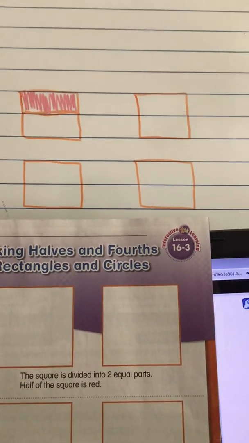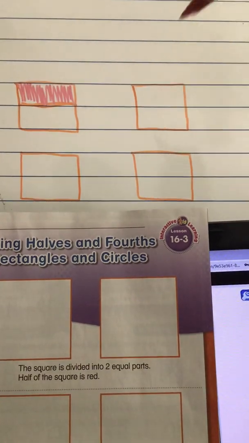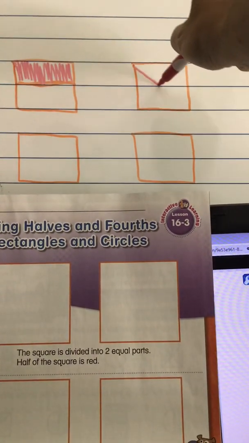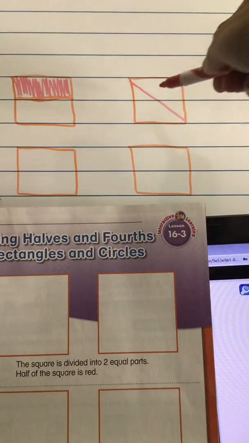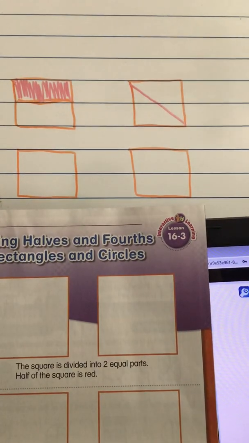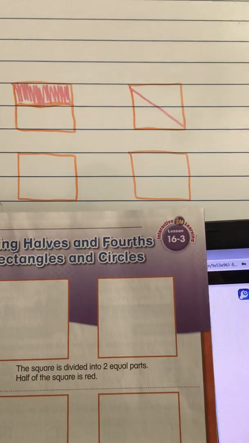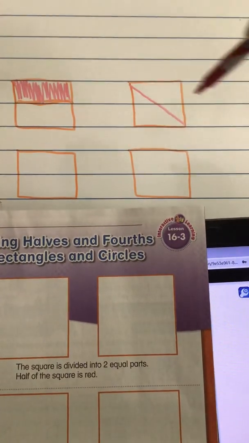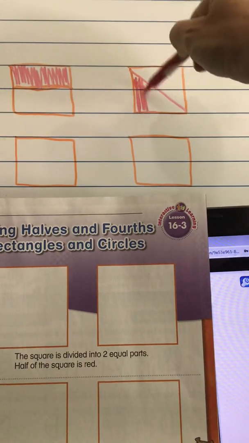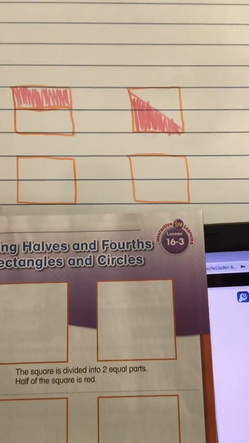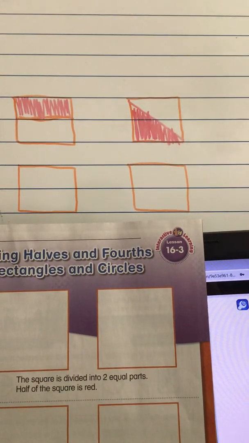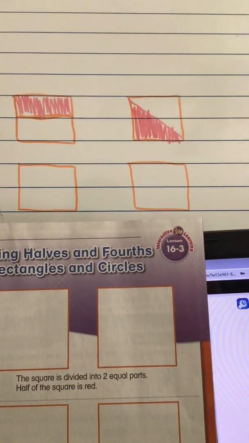Now go next door to this one and draw a line like this. That makes 2 equal parts. 1, 2, and they're equal, they're the same size. And we're going to color 1 part red. Again, it doesn't matter what part you color red, just pick one, and if you don't have red, it's fine. It doesn't matter what color you use. Now we can say half of that square is red. 1 out of the 2 equal parts are red.